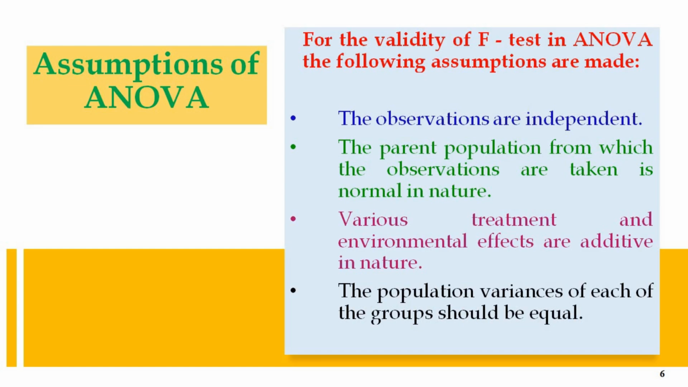Now, what are the assumptions of analysis of variance? For the validity of the F test in ANOVA, these are the assumptions which are made. So the observations are independent. This is the first assumption of ANOVA, and the parent population from which the observations are taken is normal in nature. Third assumption, the various treatment and environmental effects are additive in nature. The population variances of each of the groups should be equal. So these are the assumptions of analysis of variance.